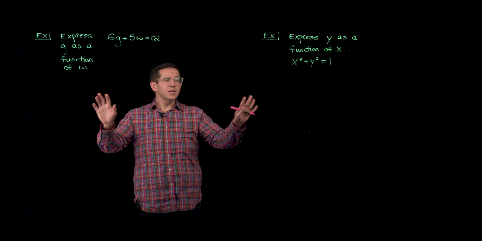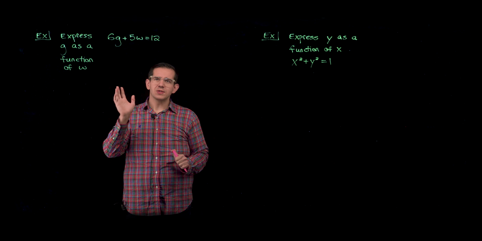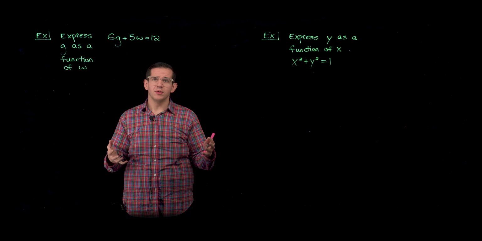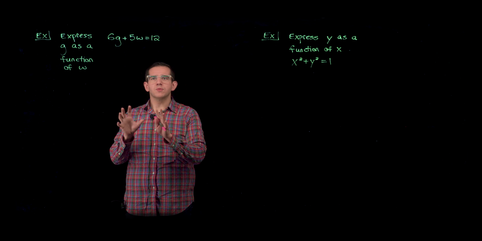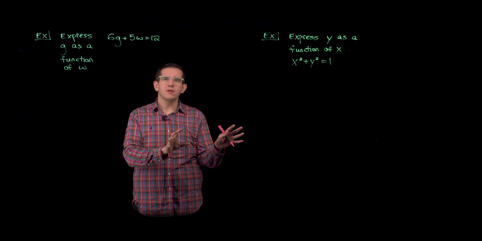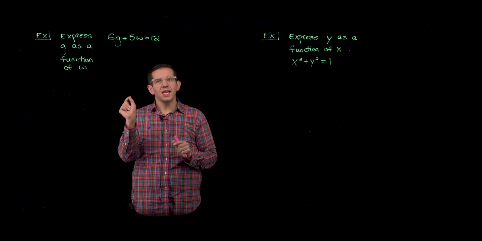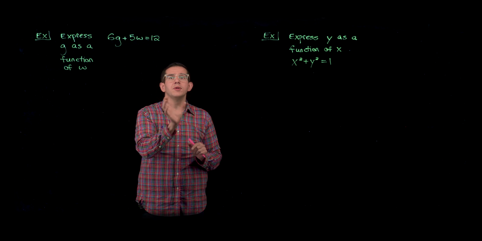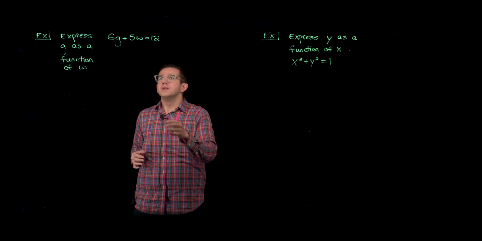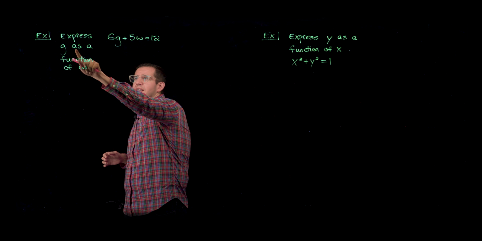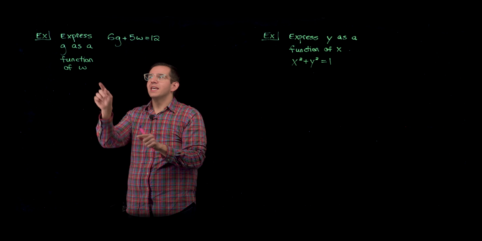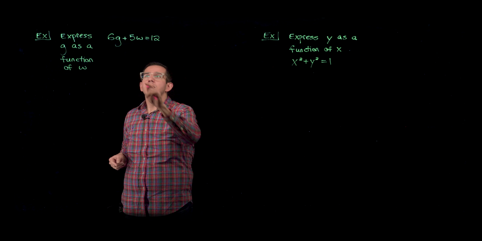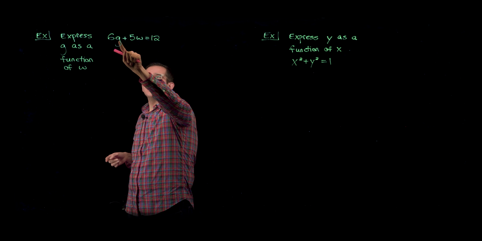All right, so for these problems, we're going to be expressing one variable as a function of another variable. Whenever you hear express something as a function of another variable, it means get this variable alone in terms of only the other variable and constants. So in this case, express g as a function of w means get g alone in terms of w's. So to do that, we need to get this g isolated.